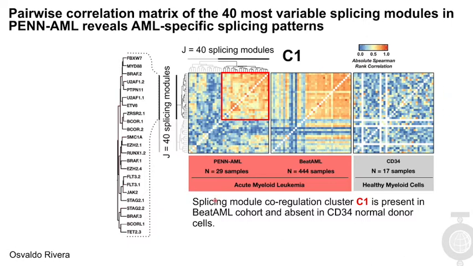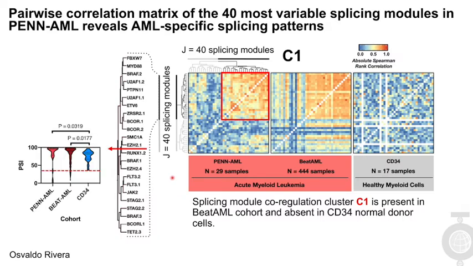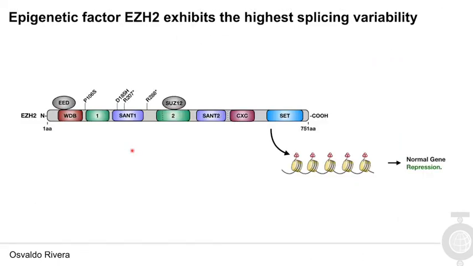To address the potential functional relevance of these splicing modules, we first wanted to ask if any of these modules can phenocopy a genetic mutation. We were struck by the fact that the most highly variable splicing event in the PENN cohort is precisely in this cluster C1 and corresponds to a novel splicing event in EZH2. The gene EZH2 encodes for the catalytic subunit of the PRC2 repressive complex, which regulates gene expression and cell cycle progression.